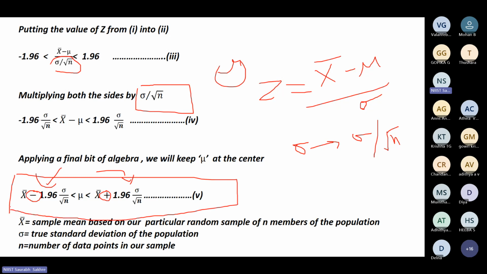in confidence interval terms. It means I'll be reporting my answer in terms of an interval. In this equation, bar x is our sample mean based on our particular random sample of n numbers of the population. Sigma is our true standard deviation of the population, and n is the number of data points in our sample. I hope this is crystal clear to you.